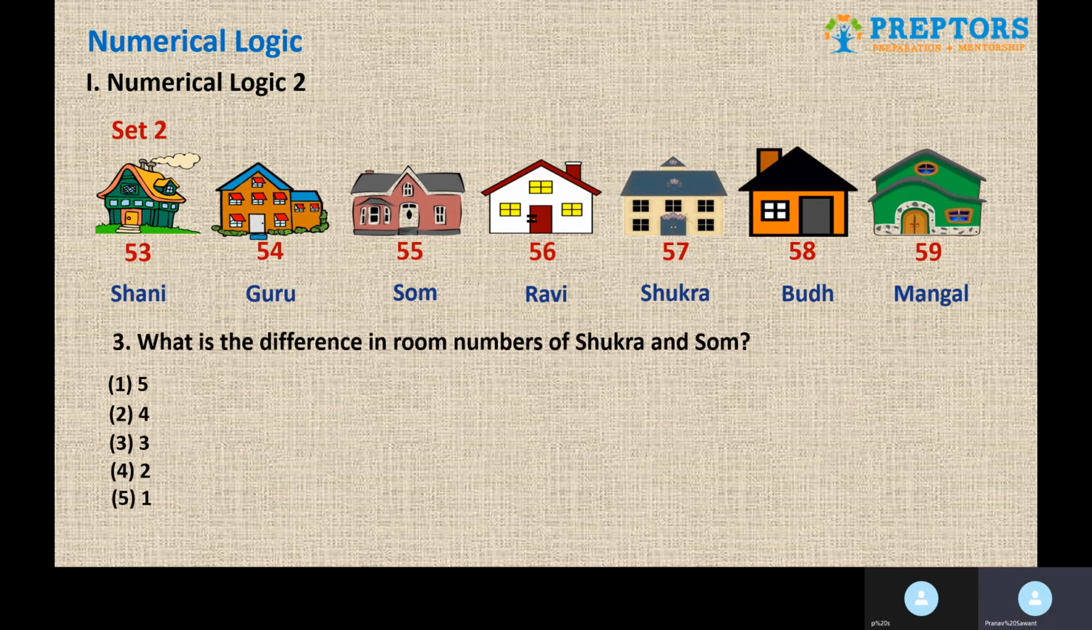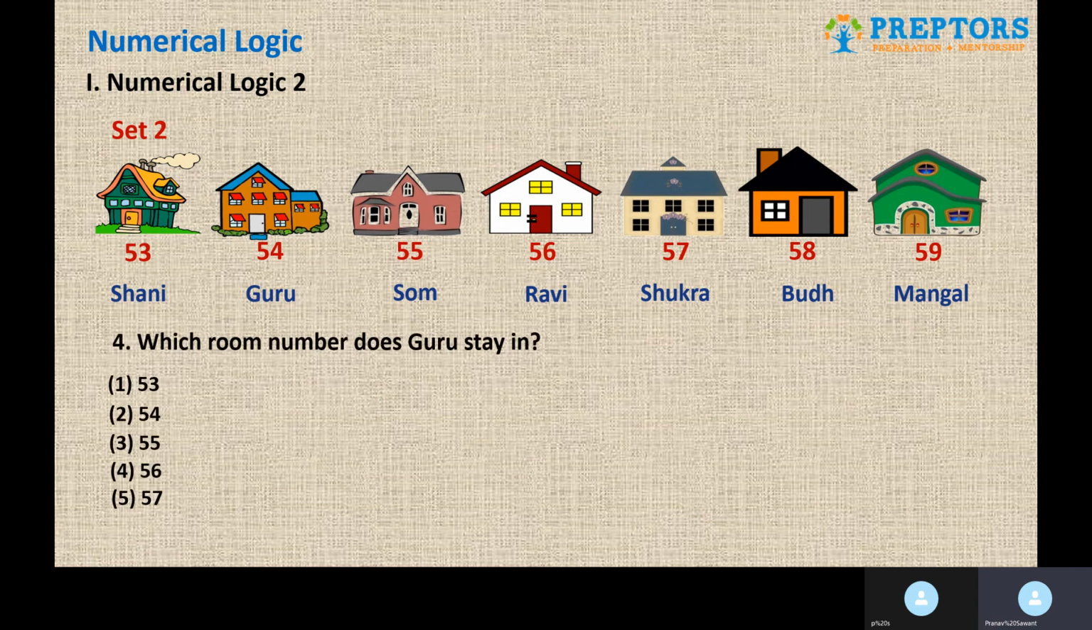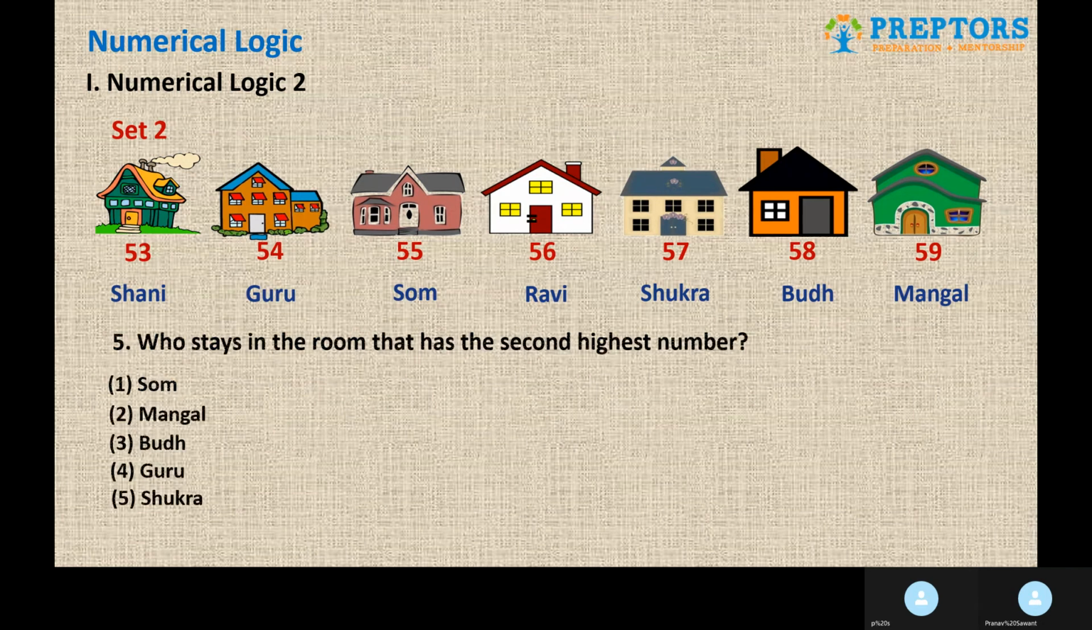Next question. What is the difference in the room numbers of Shukra and Som? Shukra is 57, Som is 55, the difference is 2. Moving to the next. Which room number does Guru stay in? Guru stays in room number 54. Moving to the next. Who stays in the room that has the second highest number? Budh is the correct answer. Budh has the second highest number.